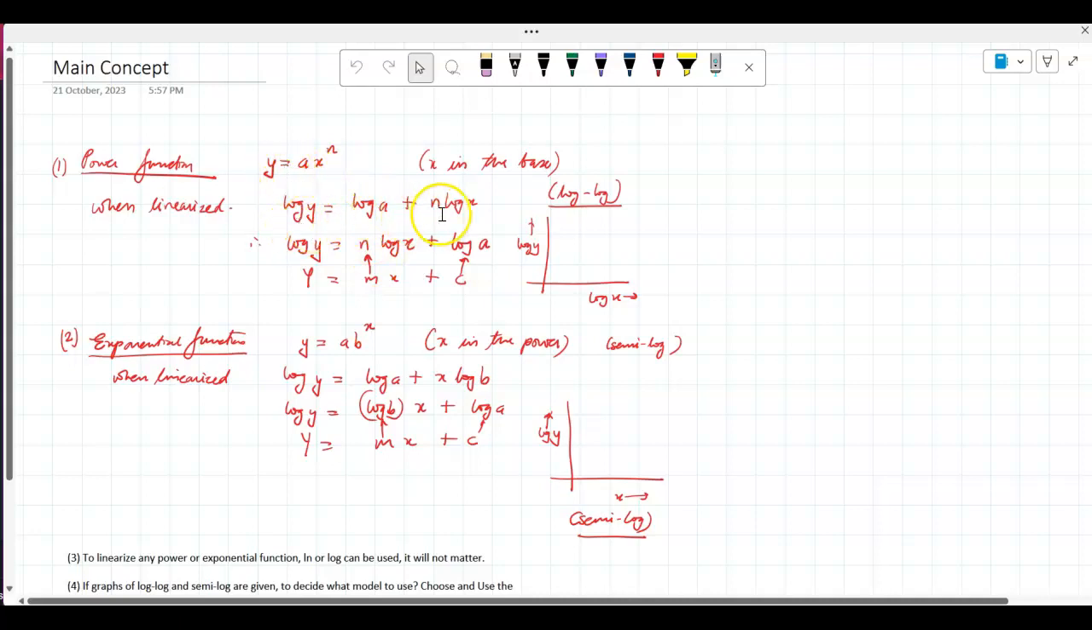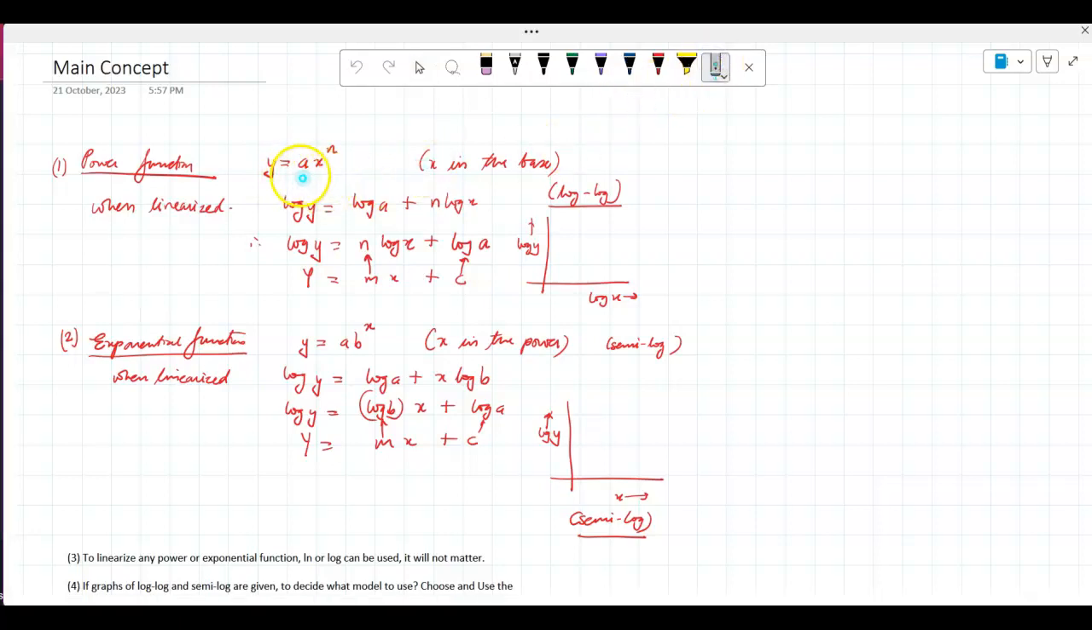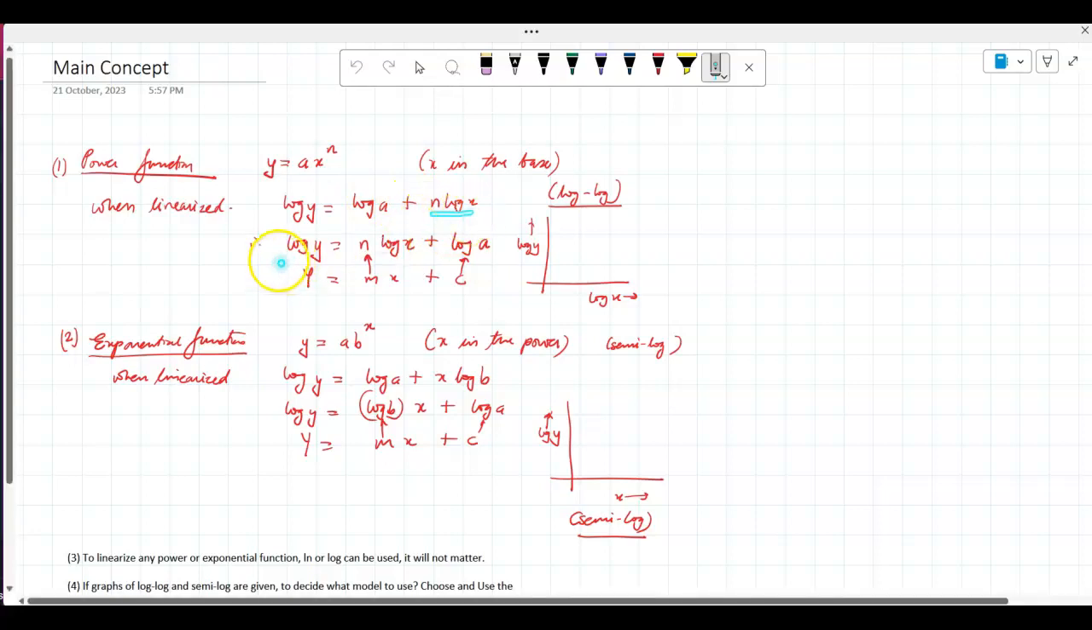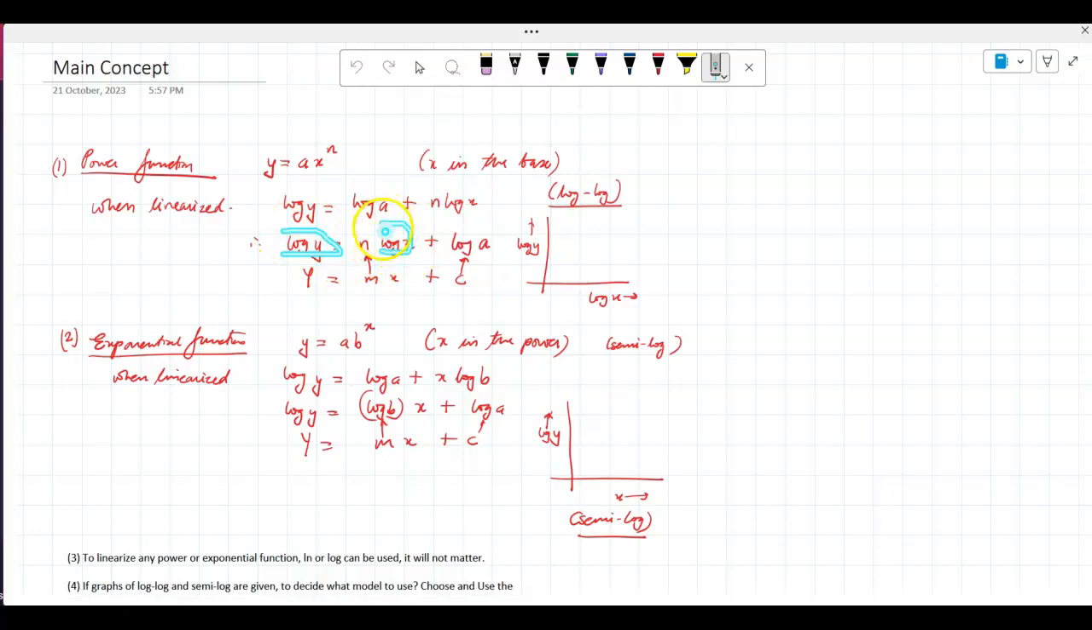You take log on both the sides. You can take ln also on both the sides, doesn't matter. If you take logs on both the sides and expand it, log y is equal to log a plus n log x. So you arrange it, and this is your y is equal to mx plus c. On your y-axis there's log y, on your x-axis there's log x. So you get your log graph.